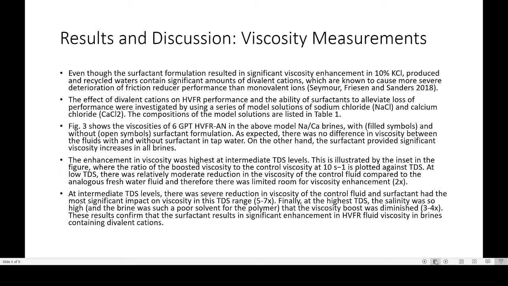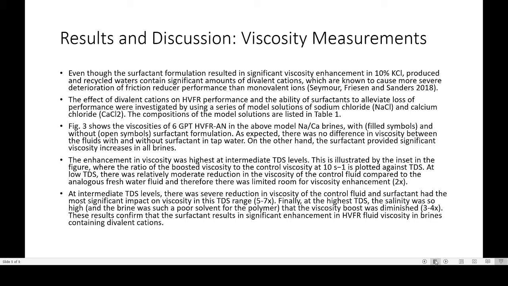The effect of divalent cations on HVFR performance and the ability of surfactants to alleviate the lost performance were investigated by using a series of model solutions of sodium chloride and calcium chloride. The compositions of the model solutions are listed in Table 1. Figure 3 shows the viscosity of 6 GPT in the model NaCa brines with and without surfactant formulation.